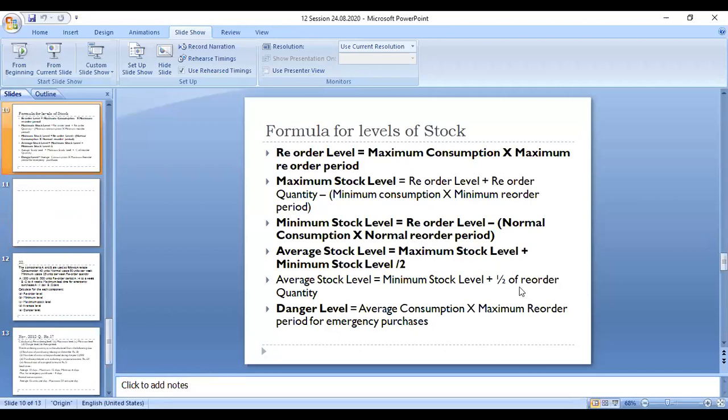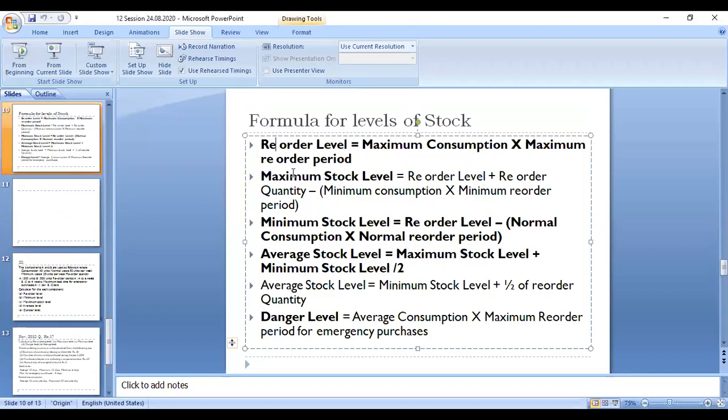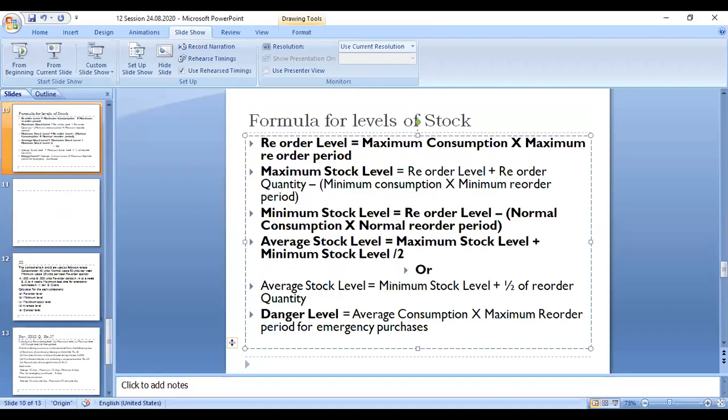Before that, you have to remember this formula for calculation of the levels of stock. There are five questions: reorder level, maximum stock level, minimum stock level, average stock level, and danger level. For average stock level there are two formulas; you can apply either one, but use any one formula. Now we can read out the formulas.